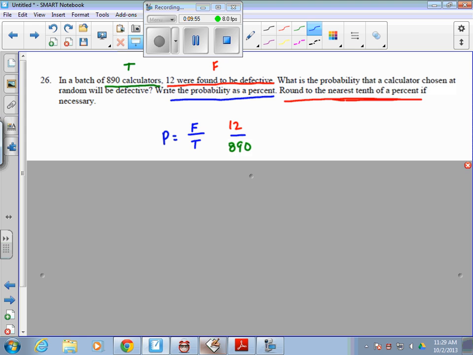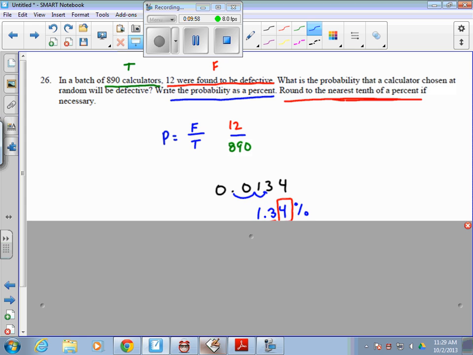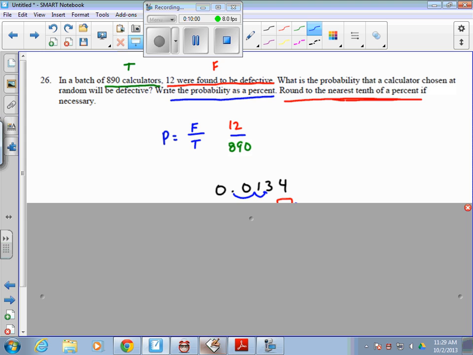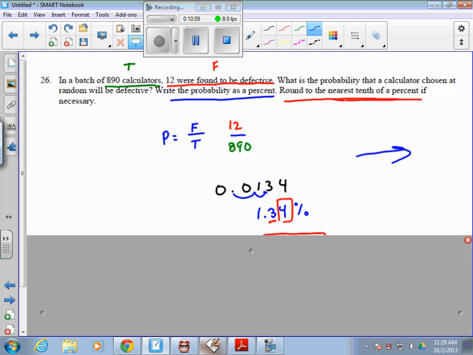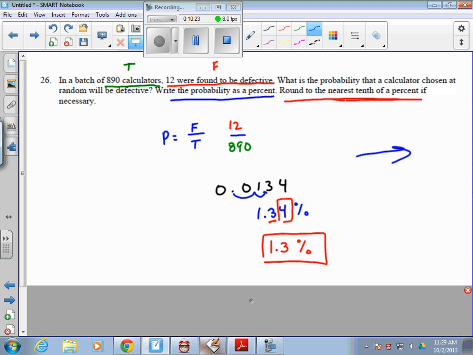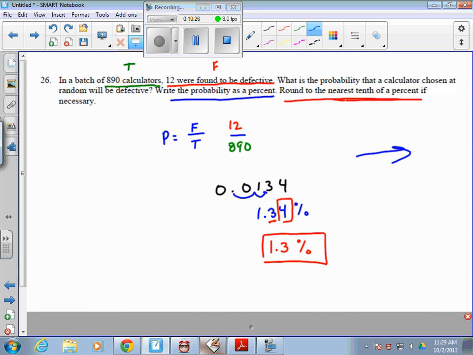It says write it as a percent. So divide 12 by 890, and it gives you 0.0134. Write it as a percent, so move that decimal 2 times to the right to make it percent, or per hundred, and you get 1.34. Then it says rounded to the nearest tenth, so we want the digit right after the decimal. Look at 3 and then look at the number to the right of it. Had it been 5 or greater, we would make it 1.4%. But since it's less than 5, we remain at 1.3% rounded to the nearest tenth.